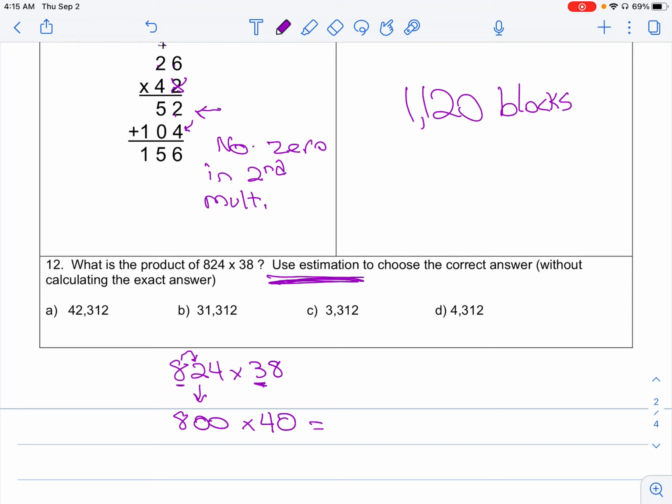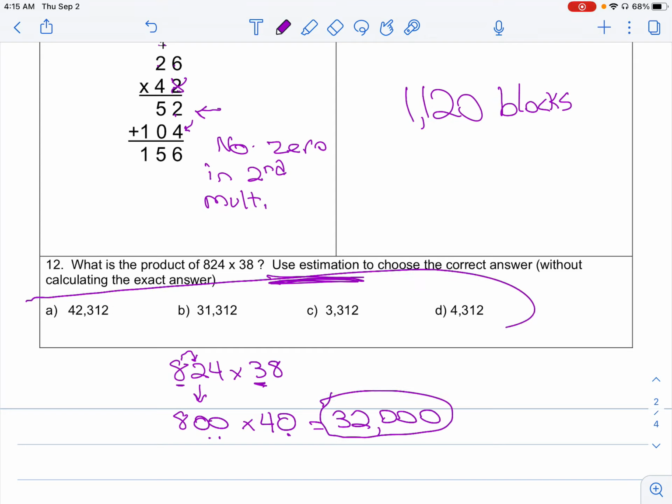And when you multiply this, 8 times 4 is 32. And you got 1, 2, 3 zeros. 1, 2, 3. Cha-cha-cha. And if you look at this number and all the answer choices, the only one that's close to that is choice B. Oh boy, if you had to do the multiplication, you'd still get that actual answer, but that's a lot of work. Estimation is your friend.